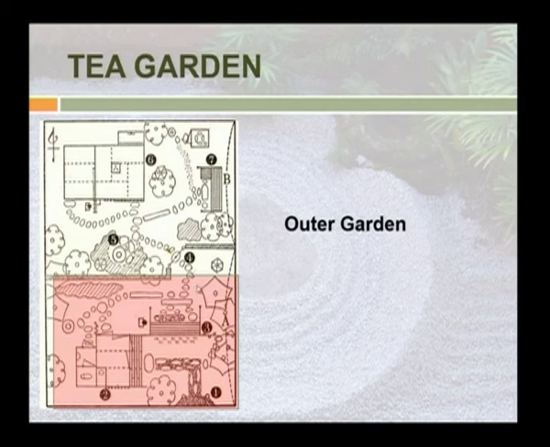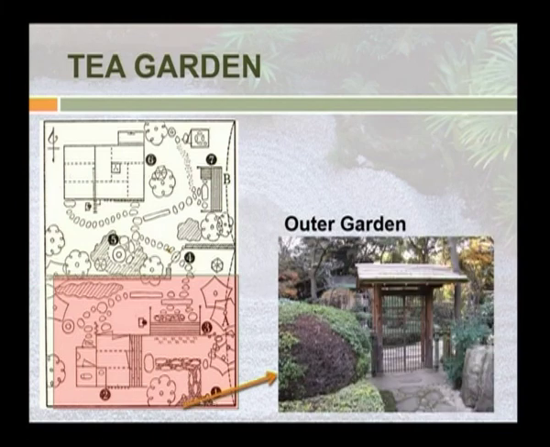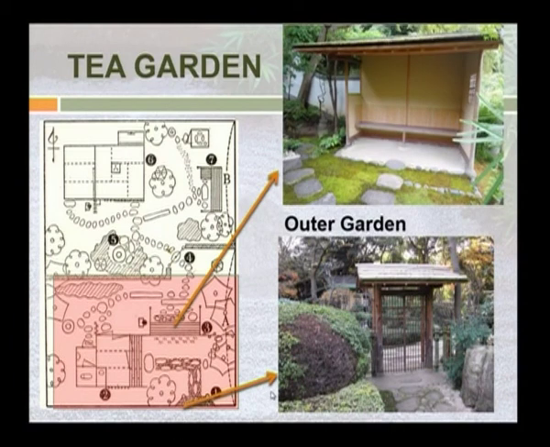So, this is the outer garden. In general, the outer garden had a gateway or a gate, and then there were waiting lodges and waiting benches in the outer garden.